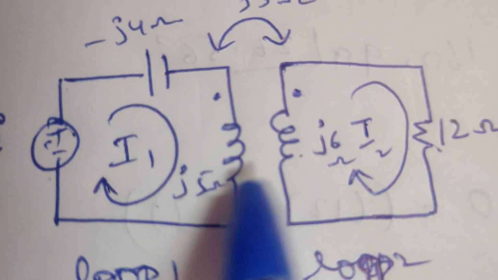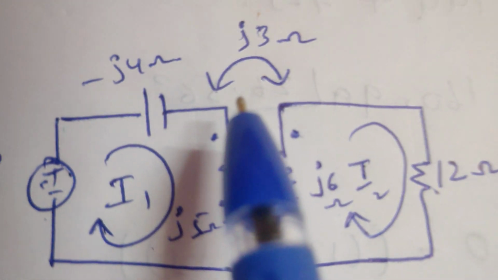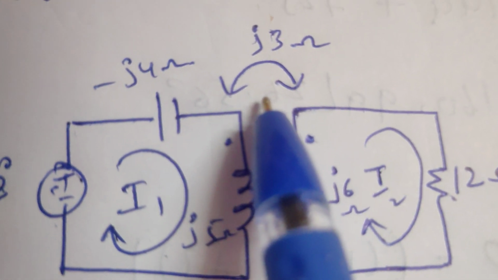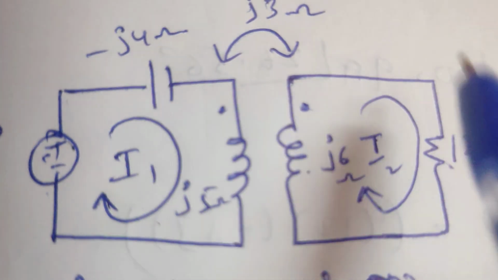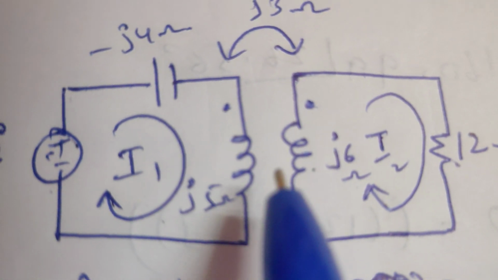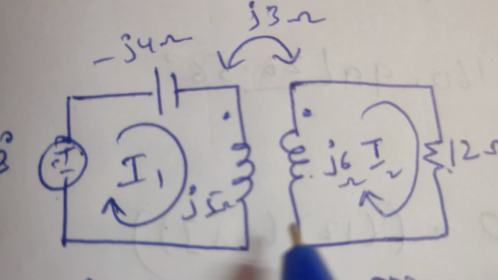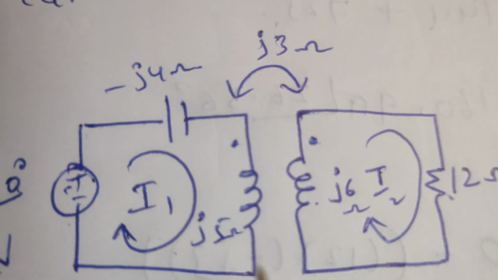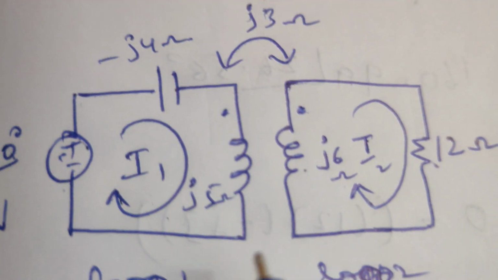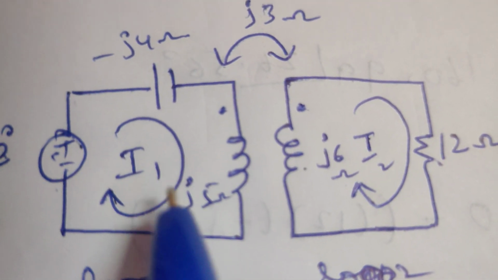And we know if two coils are there, there will be a mutually induced voltage, and that value is J3 ohms. And here we have to observe one thing: all the values are equivalent impedance values. Now we are able to apply KVL or KCL to this. So here I am applying KVL to find the currents I1 and I2.